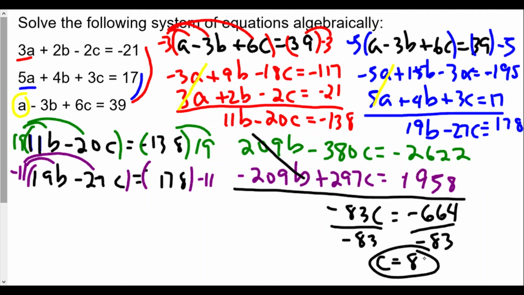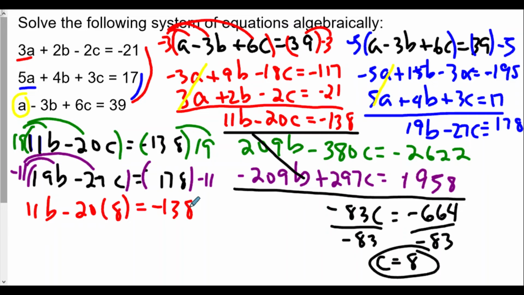So we solved for one of them already, which is definitely good. And now we have to solve for the other two. Okay, so we will plug C into one of the equations. I'll pick the one on the left, 11b minus 20c equals negative 138. It doesn't matter which one I use. I'll still get the value of b. So let's try this out. We have 11b minus 20 times 8, and we say this should be negative 138. So 11b minus 160 equals negative 138.